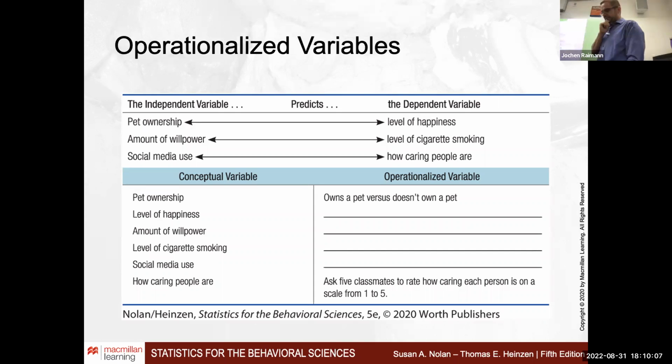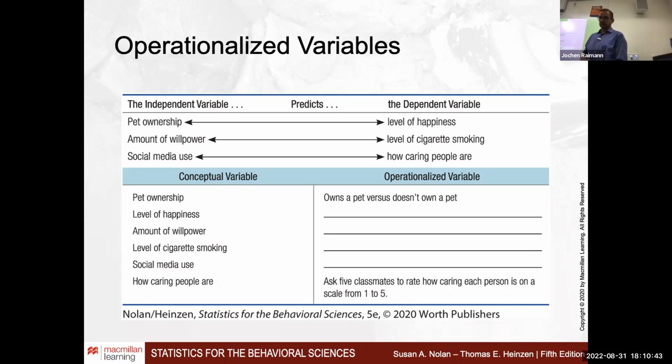So operationalized variables, and this comes back to, okay, with the Stroop test, we meant to diagnose a pathological condition in the brain. Now we want to find out whether pet owners are happier. So what's your dependent variable? Your dependent variable is here the level of happiness of your respondents, and your independent variable is, does the person actually have a pet or not? Okay.